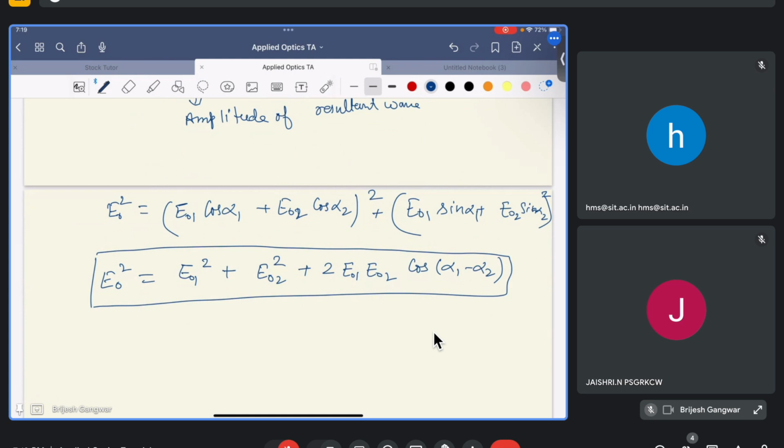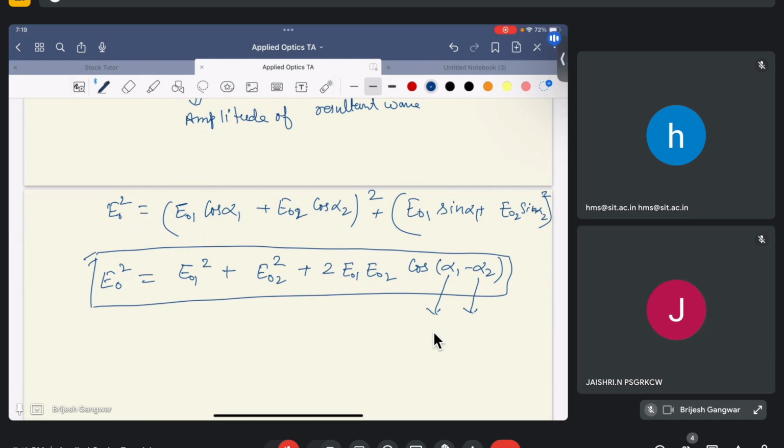Okay. So the physical significance of this equation is that we have two waves of the same frequency and they superimpose at some special point. So the amplitude of these two depends on the initial phase of these two separate waves. Okay, have you got it?